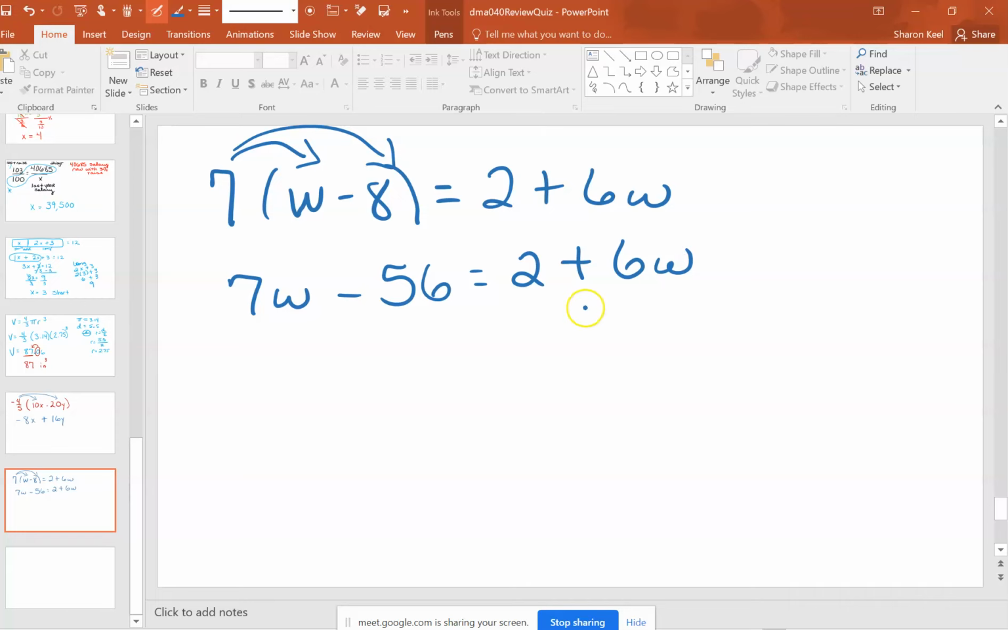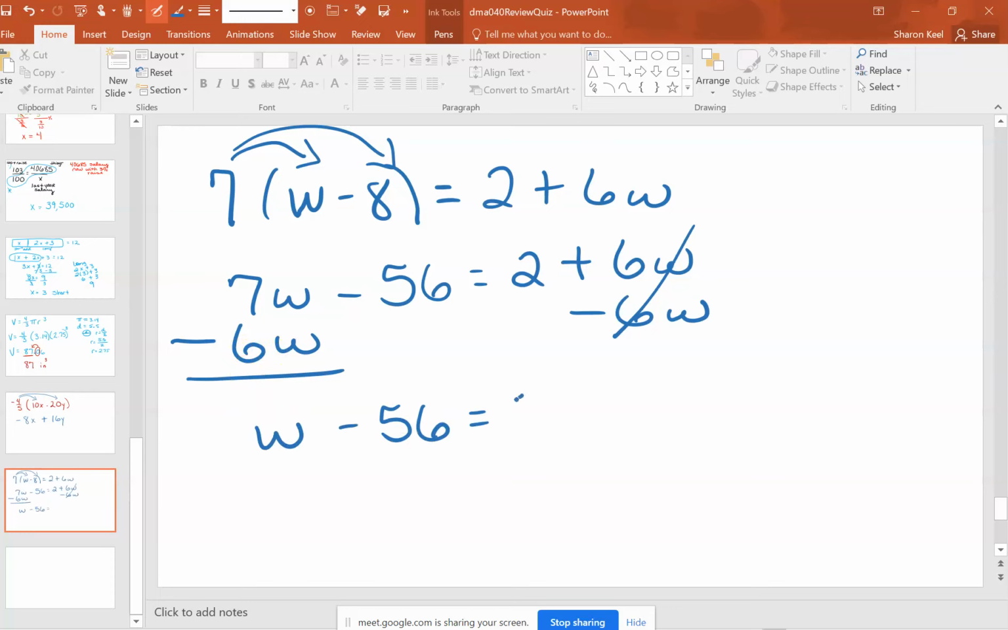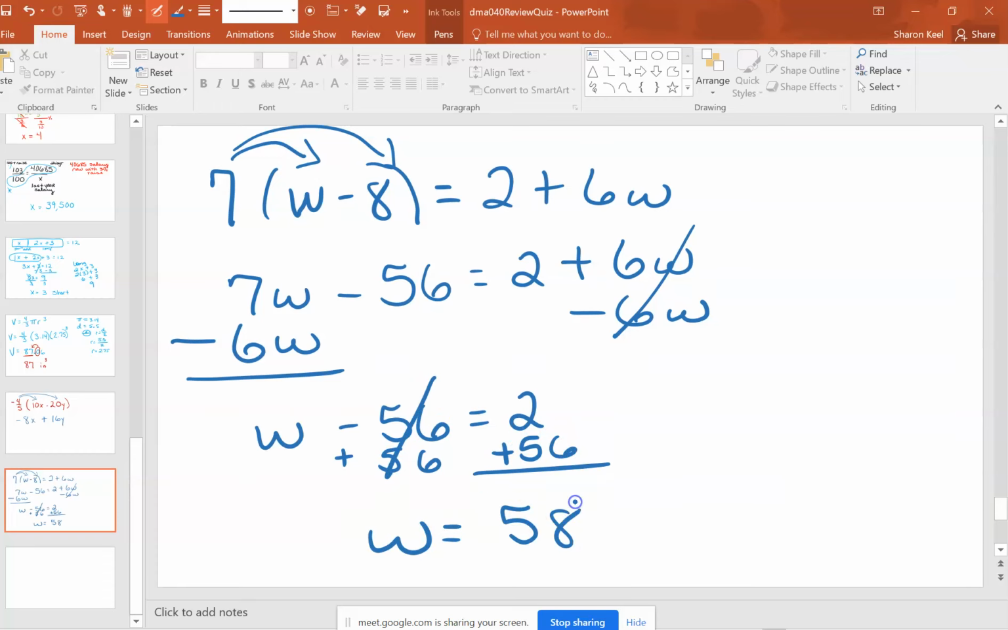So the first thing I would do is take my w on the right and move it to the left, just so my variable's on the left side. 7 minus 6 is 1, so we just have the 1w minus 56 equals 2. We're going to take the 56 that's negative, we're going to add it to move it to the other side, so w equals 58.